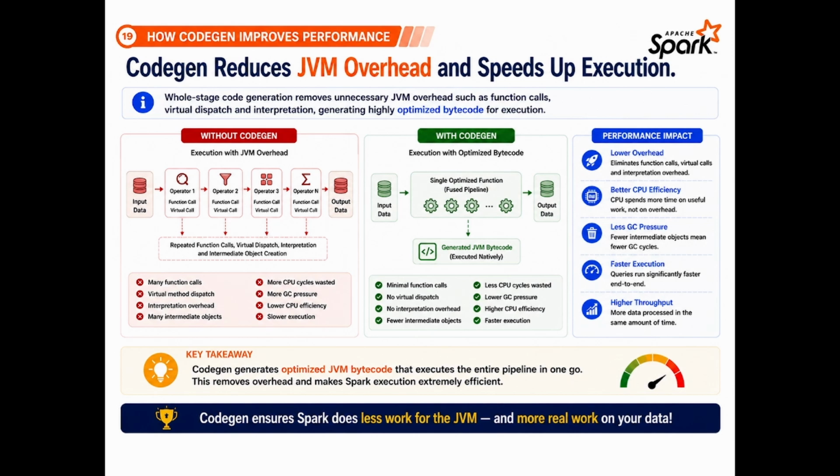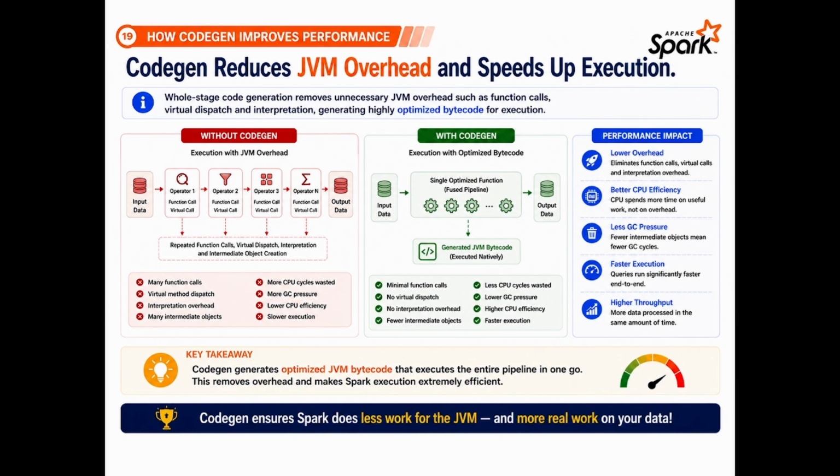Instead of executing operators one by one, Spark fuses them together. It generates highly optimized JVM bytecode and executes them as a single efficient pipeline. The CPU performs less housekeeping and spends more time processing actual data. This is one of the major reasons Spark SQL became dramatically faster than the traditional data processing engines.